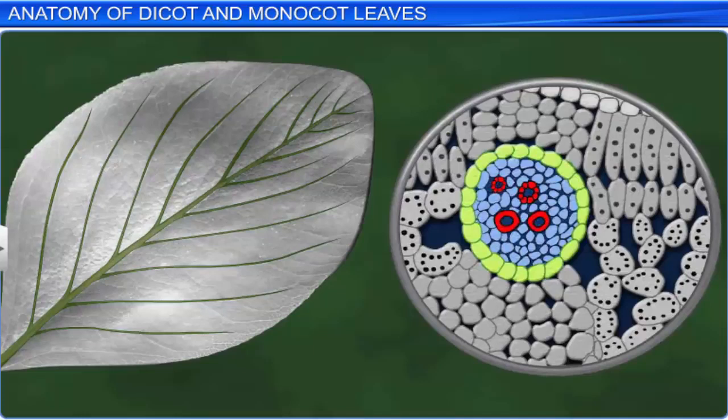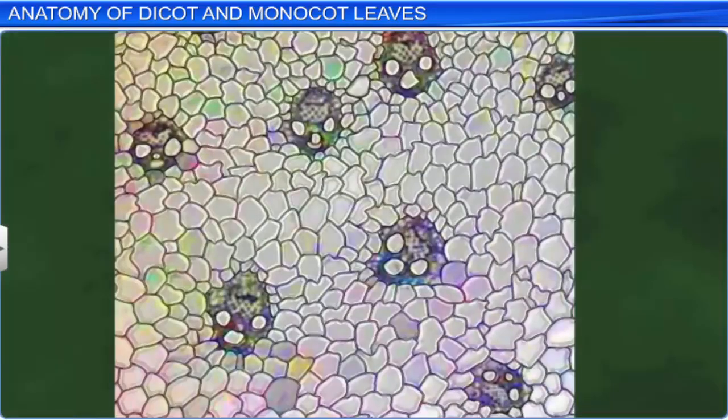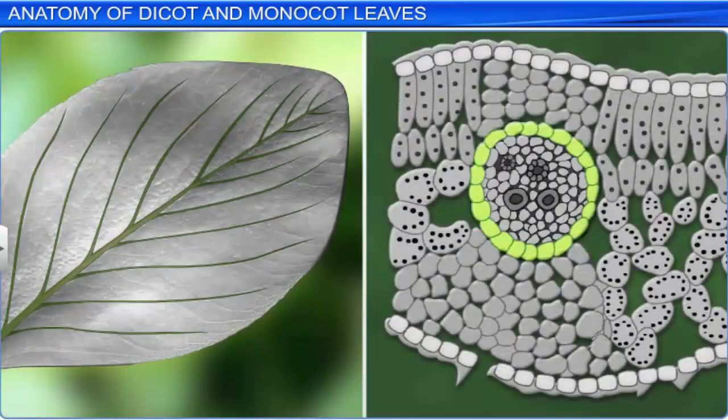In dicot plants, the leaves have reticulate venation, in which the veins are of different sizes. Therefore, the vascular bundles are found irregularly scattered in the mesophyll. In the large veins, vascular bundles are usually surrounded by a bundle sheath.